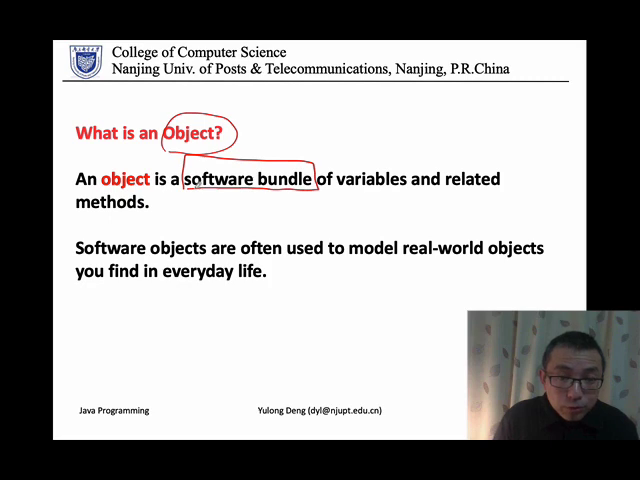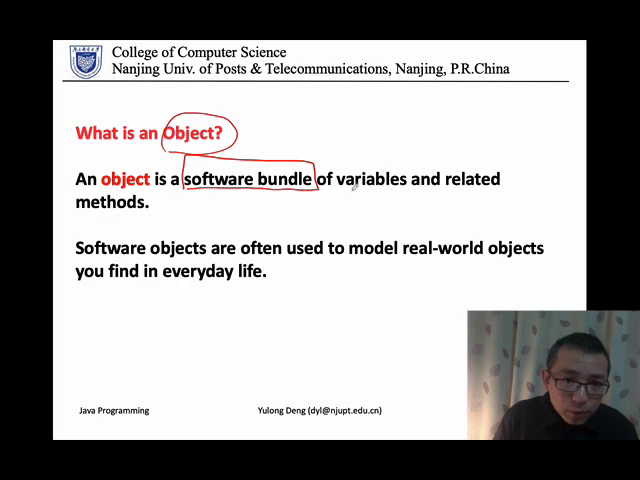The source of the computer system, for example, memory. In the future, we will show you how to create objects. When you create objects in a statement, we'll use the memory. We get the space inside the memory and put the object inside. So the object is the software bundle.